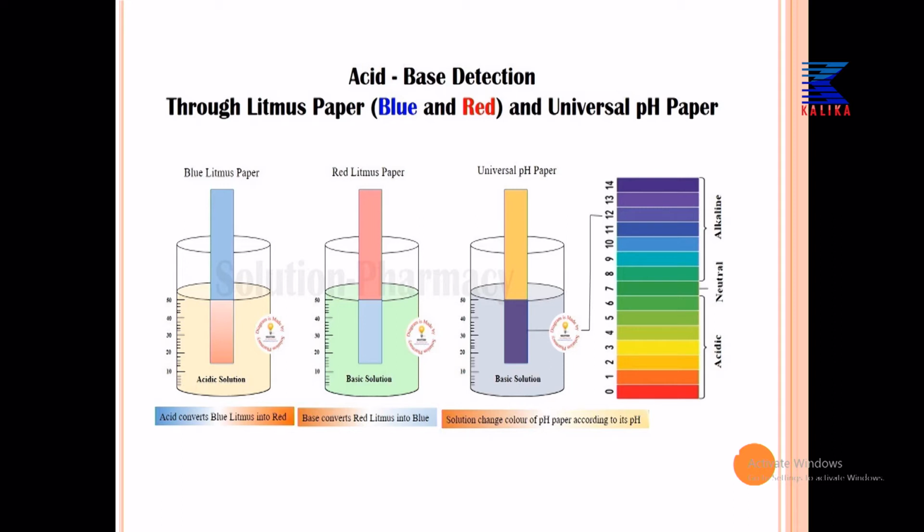We may say that this is the beauty of pH paper. Without any instrument, a single paper, that is pH paper, can identify the strength of acid and base along with this indication.